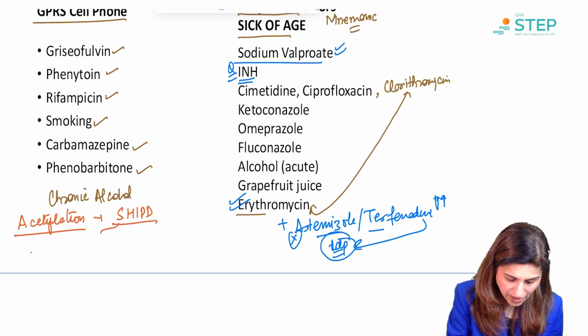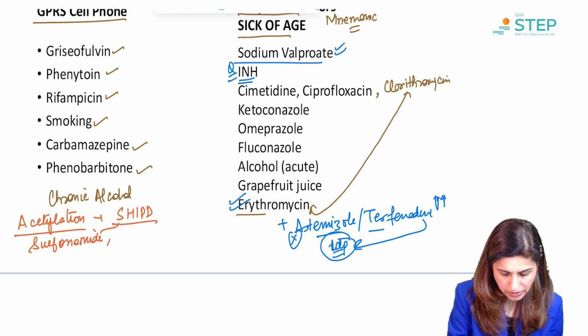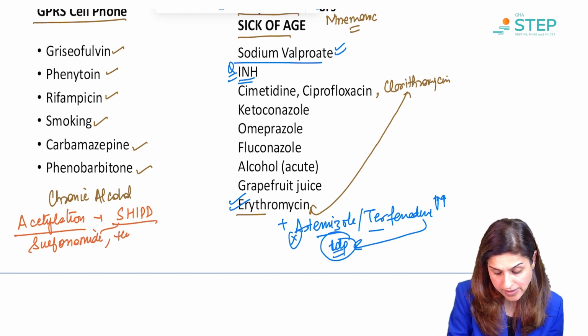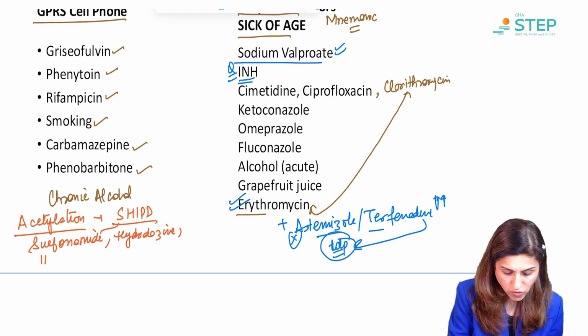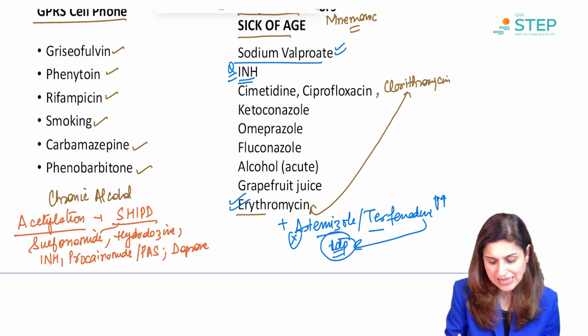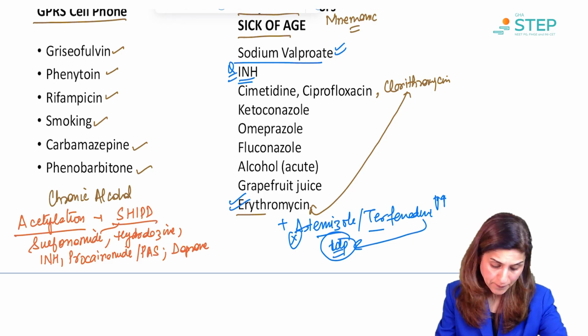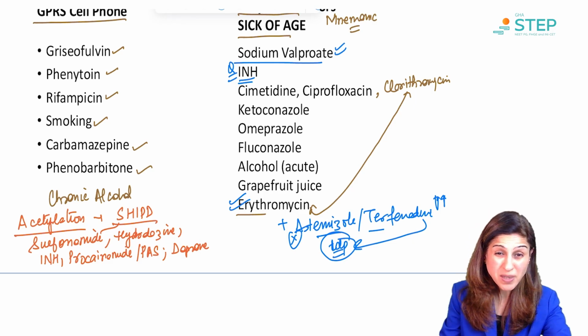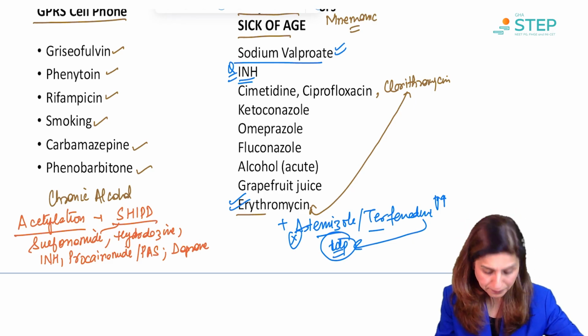In S, we have sulfonamides. H stands for hydralazine. I stands for isoniazid. P stands for procainamide, and even PAS. And D stands for dapsone. So these are the drugs which are metabolized by acetylation. They're called SHIPD drugs, that you can also remember.